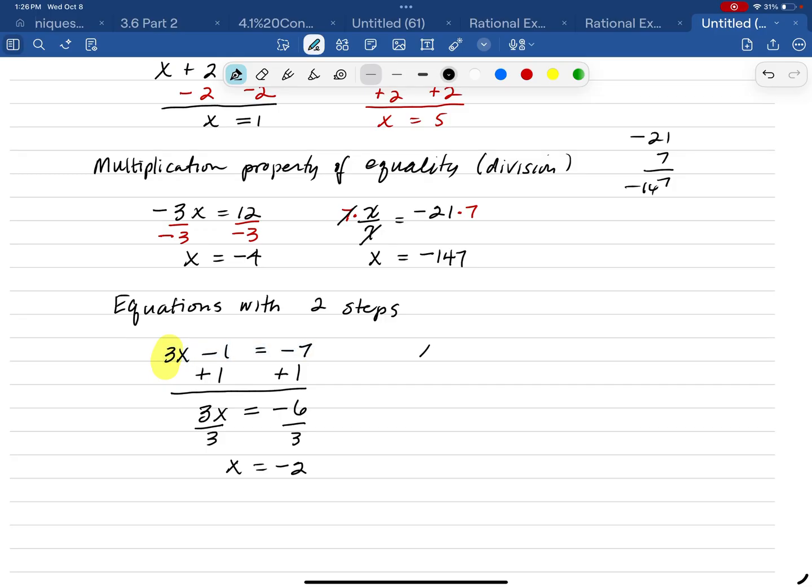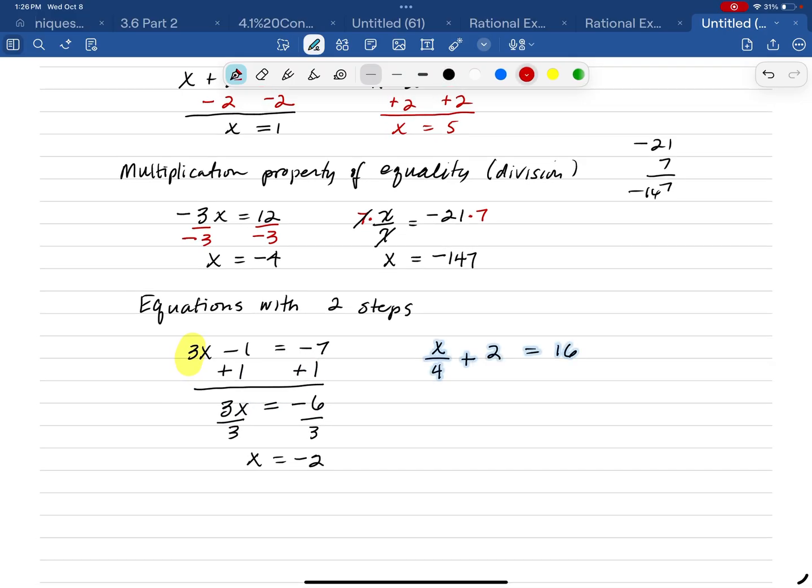We might have x divided by 4 plus 2 equals 16. Okay. In this case, we have addition and division. We'll do subtraction first. So you start away from the variable. That multiplication and division is always that last thing that you're going to do.